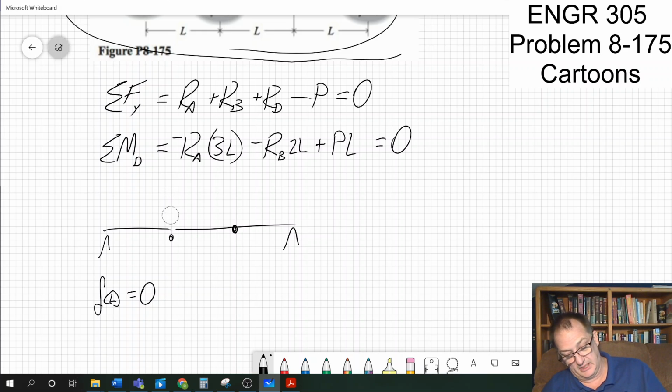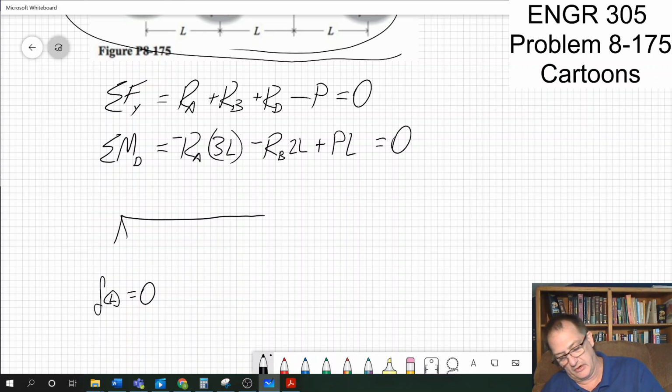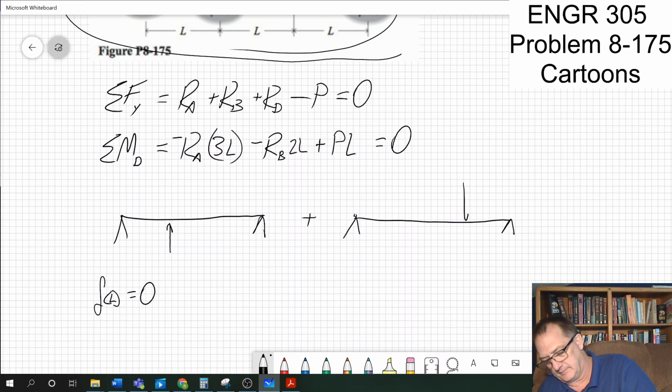I'm going to cross this out, and I'm going to have the loading scenario of that plus that. That's P, that's the reaction at B, and I should be able to just maybe solve directly for the reaction at B. I don't know. Let's start plugging it in.